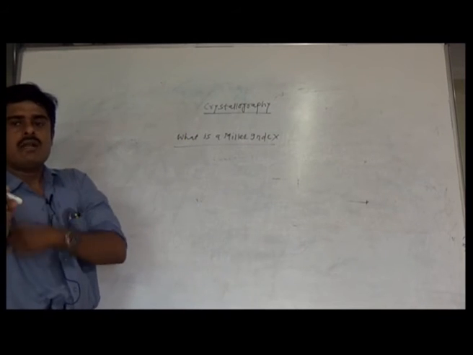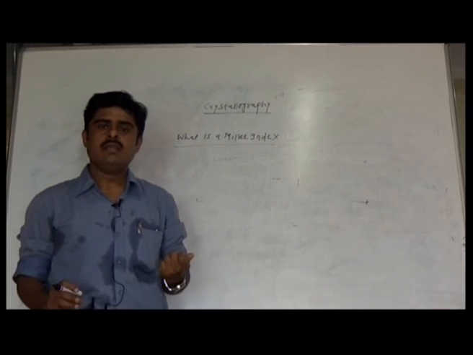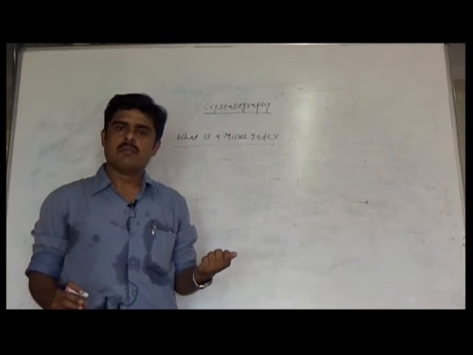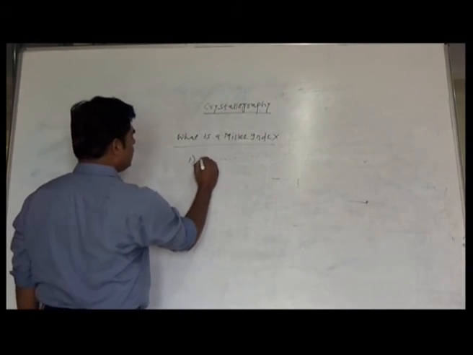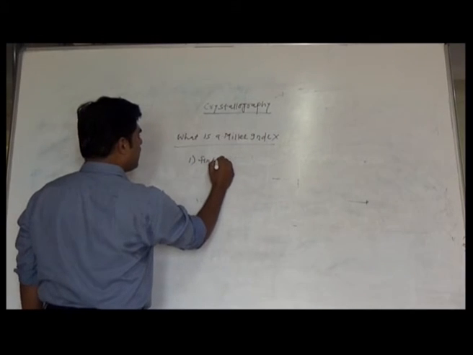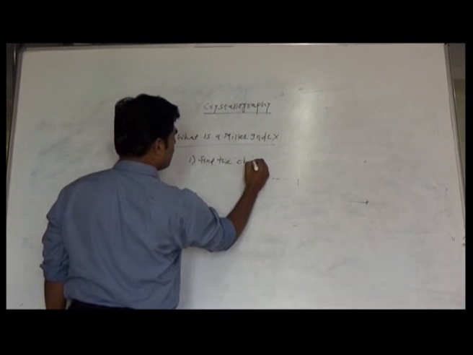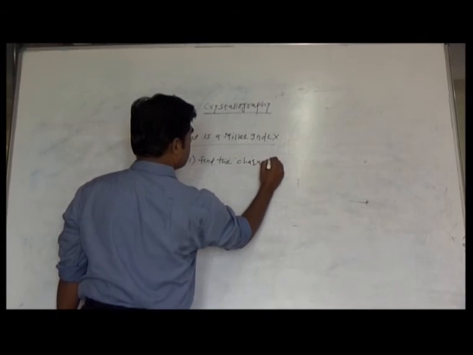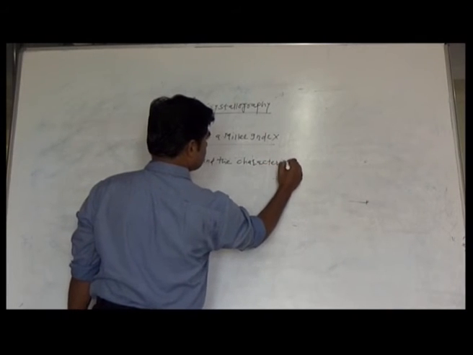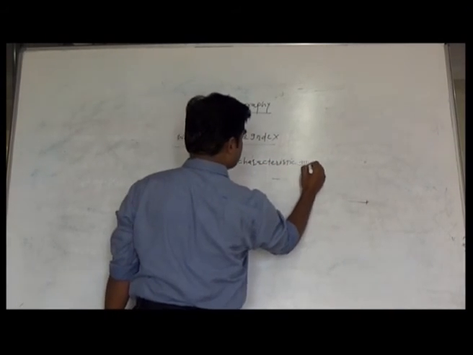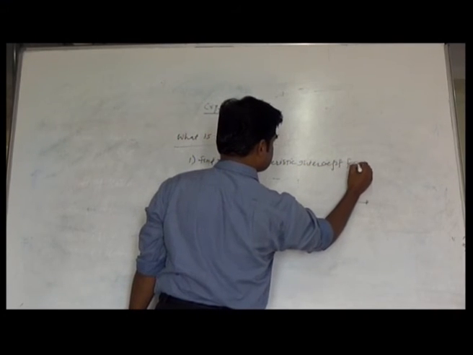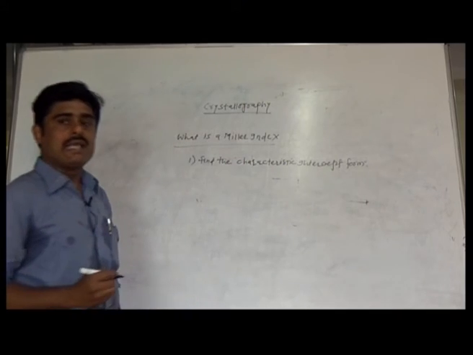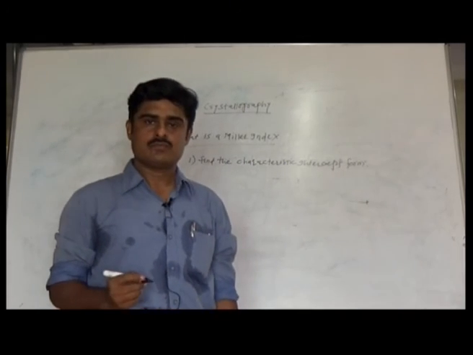Now, what are the steps involved in defining this particular Miller plane? Now the first step: find the characteristic intercept form.